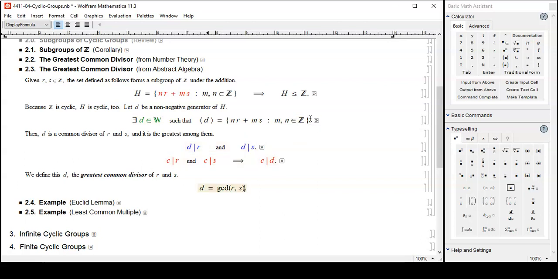By the way, it's gonna be a little bit wrong to define D as GCD here because we don't know whether there's one and only one such non-negative generator here yet. But after this, yes, D has to be the greatest. So we have the uniqueness, so we can finally define it.